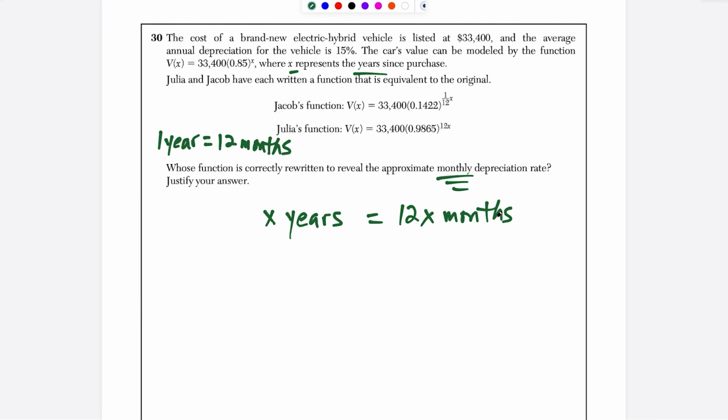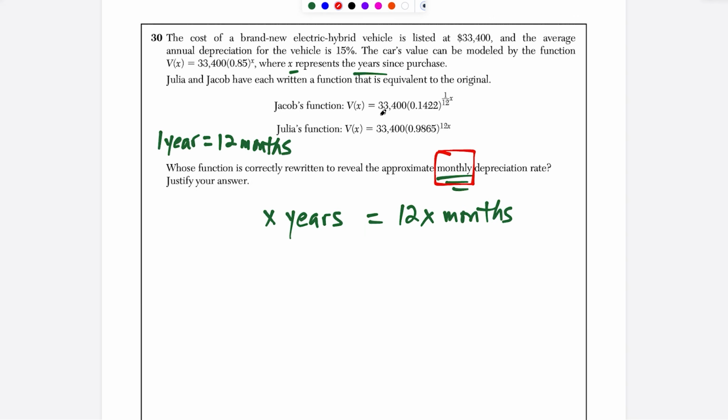So if you think about it, and you could just think about this with a random number of years, like let's say x is equal to 2. 2 years would be 24 months. We would do 12 times 2. Okay, so this is how we go from x years to months. We would just multiply by 12. So if they're telling us that we have to see who correctly rewrote the function to reveal the approximate monthly depreciation rate, then we should be thinking of 12x months. And right away, Julia's function is jumping out like this.